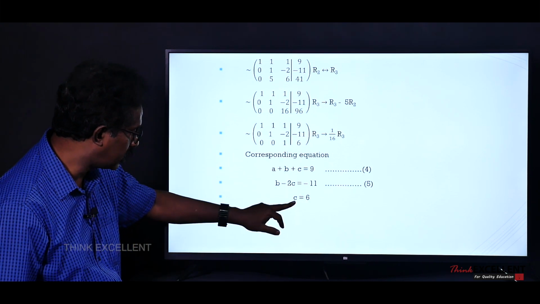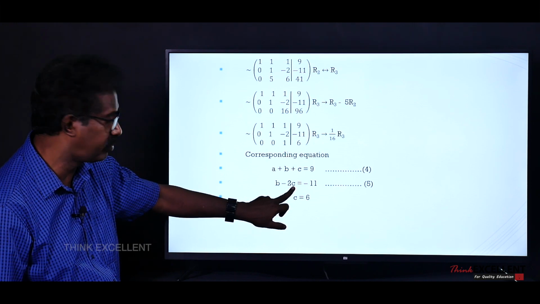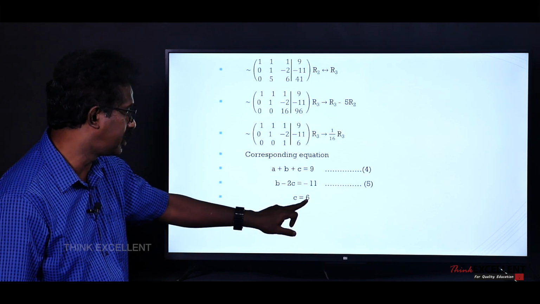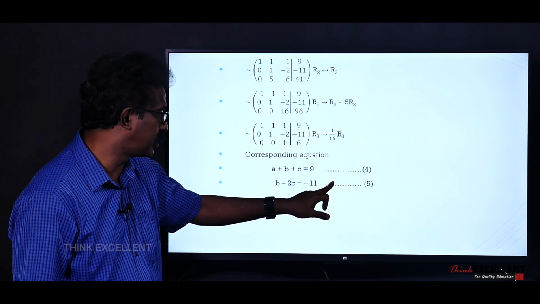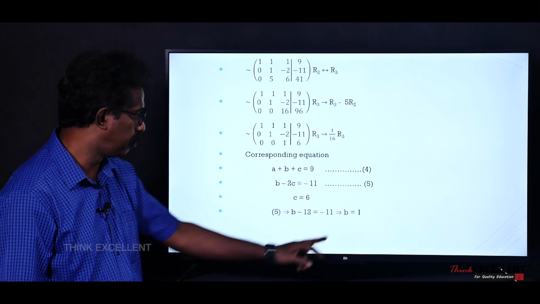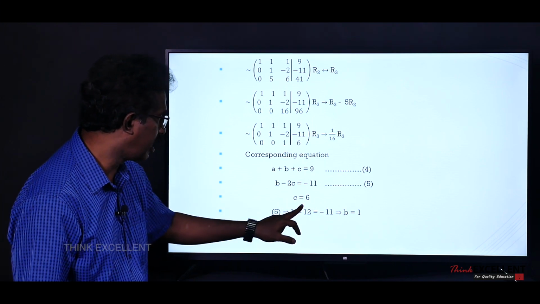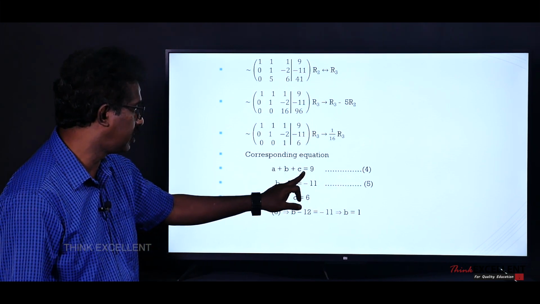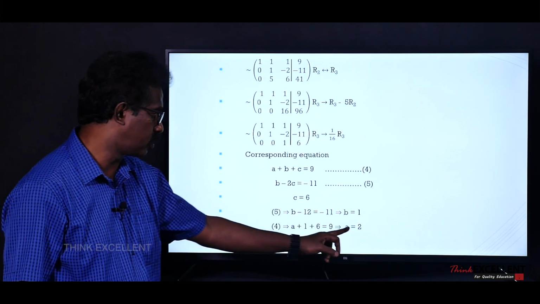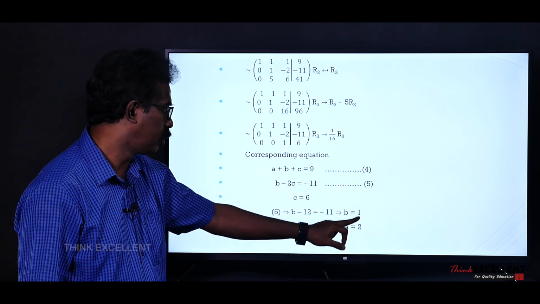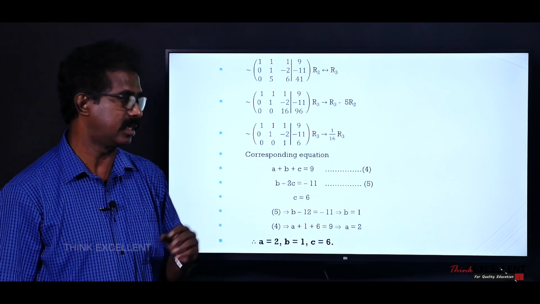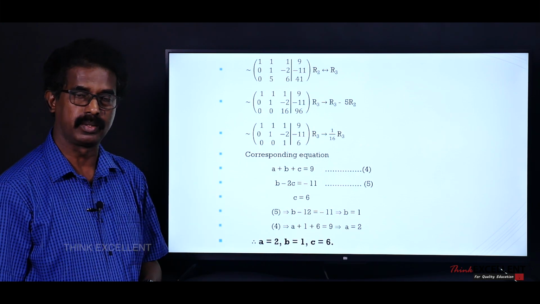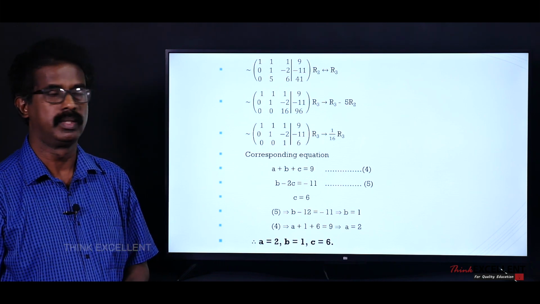Now back substitution. C equal to 6, you substitute here in the second equation. Instead of C, you put 6. 2 sixes are 12. Minus 12, take that side, plus 12. So B equal to 1, you will get. Now B and C are known; substitute in the first equation and you will get the A value also. So the answer: A is 2, B is 1 and C is 6. That is what they asked to find. Okay, this is the elimination method. Using this method you can solve.